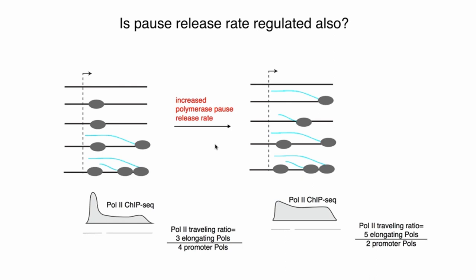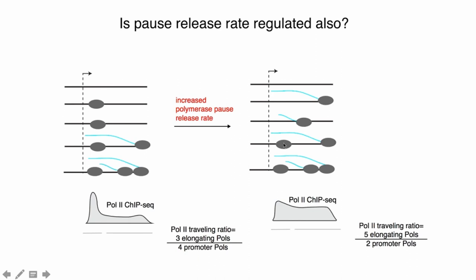You can see if this is the base state where many polymerases are paused, stuck at the promoter, and a few are elongating, if you increase the pause release rate, the total amount of polymerase shouldn't really change, but you have more polymerase that's downstream in the gene body and less that's paused at the promoter. So that traveling ratio is increased.